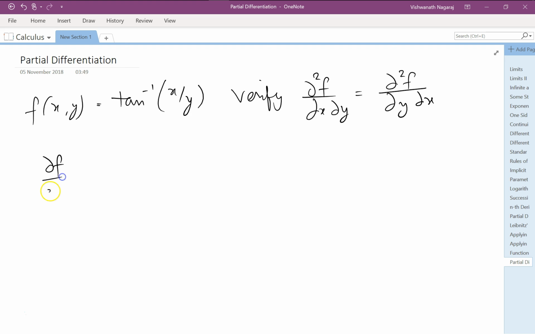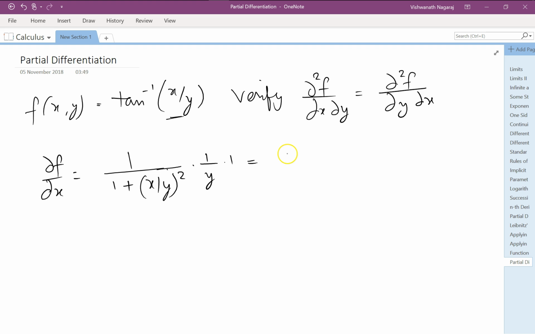So dou f by dou x is equal to, now what? First we have to do for tan inverse. Now what's the differentiation of tan inverse? It's 1 by 1 plus x square. So here basically x is x by y. So it will be 1 by 1 plus x by y square times. Now we have to do it for this. So that will be 1 by y, which is equal to, now let's simplify this.